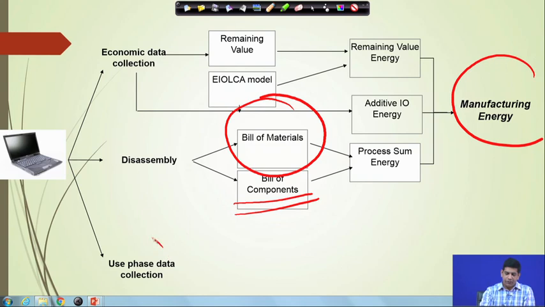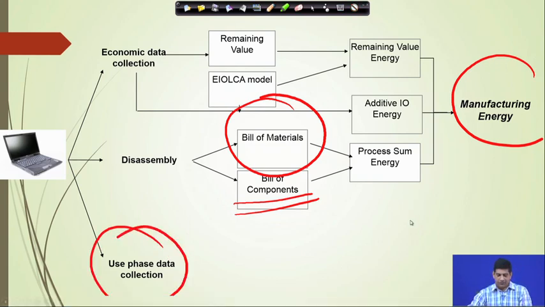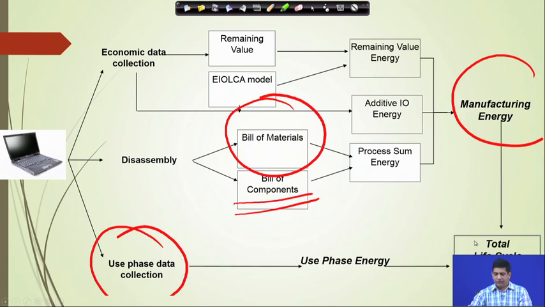And now we need to look at the use phase data as well. We need to find out what happens to it during usage. For the use phase energy, we look at how quickly you need to charge the battery, how long it lasts, how many hours you can use that battery for, what kind of battery it has, the power requirement, and all those things. That will give you the use phase energy. Based on the manufacturing energy and the use phase energy, you will get the total life cycle energy. So from the energy point of view, you need to look at both. It's not only the use phase energy.